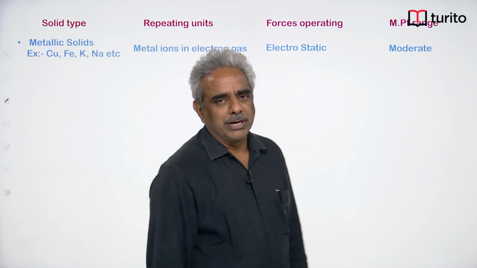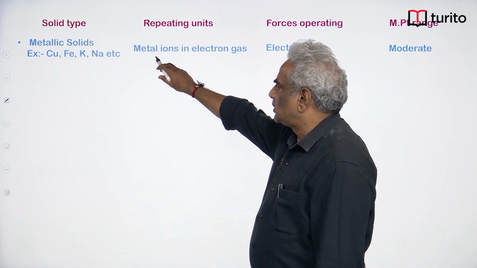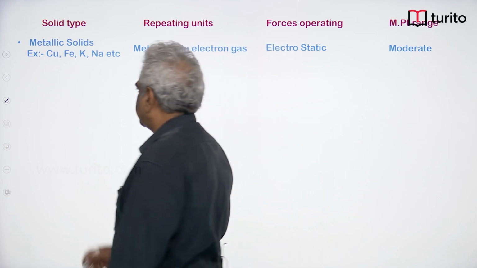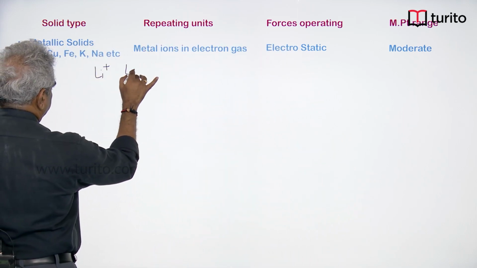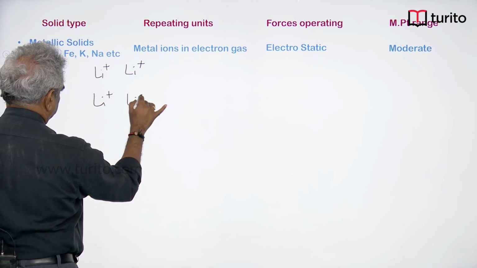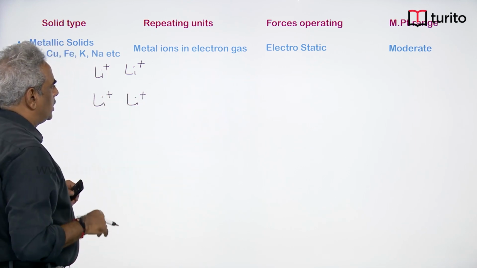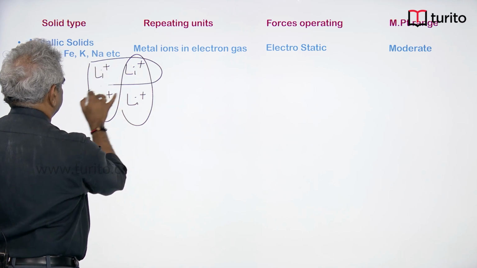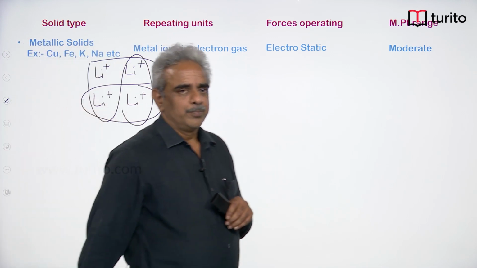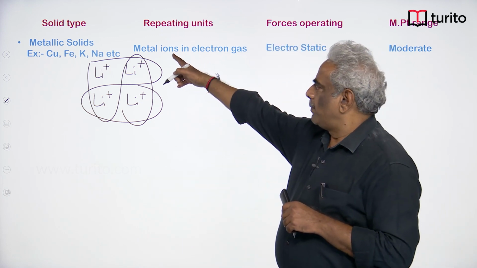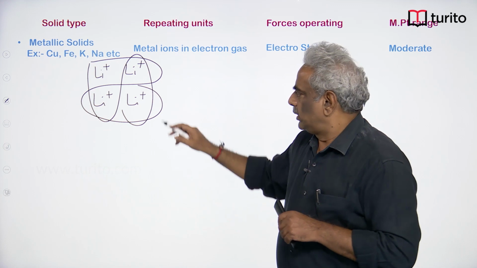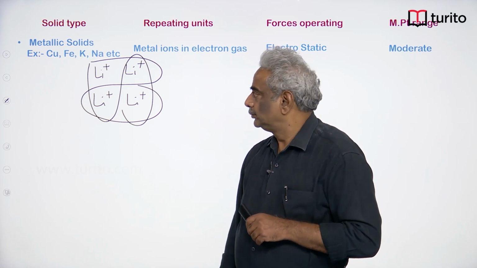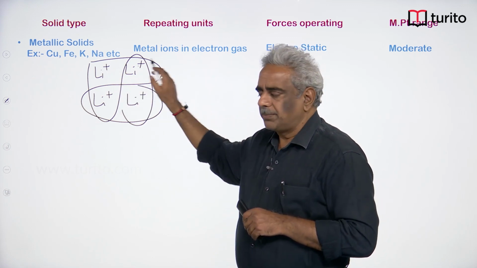So as I told you, in metallic solids, what are the forces operating? Metal ions in electron gas. See, metallic solid, suppose you take lithium plus, a big pattern, each lithium has lost one electron, all those electrons together make a gas like this. Now you can see the next column, metal ions in electron gas. So a delocalized electron cloud where the metal ions are embedded, that is a repeating unit, that metal ion only you will find.